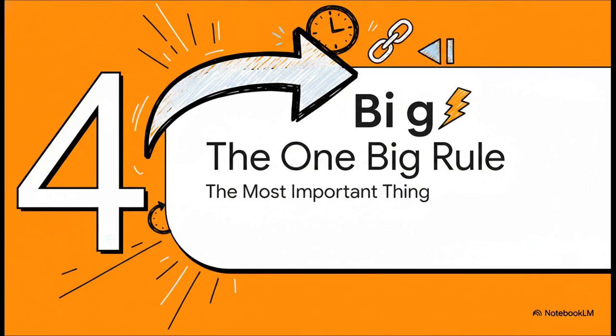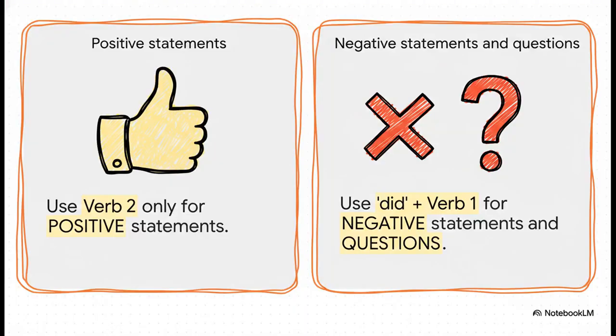Okay, listen up. If you only remember one single thing from this entire explainer, make it this next part. We're about to boil everything down into one simple, powerful rule that will never let you down. This is it. This is the whole game right here. If your sentence is positive, you use verb 2. If it's negative or a question, you bring in the helper did and use the original verb 1. That's it.